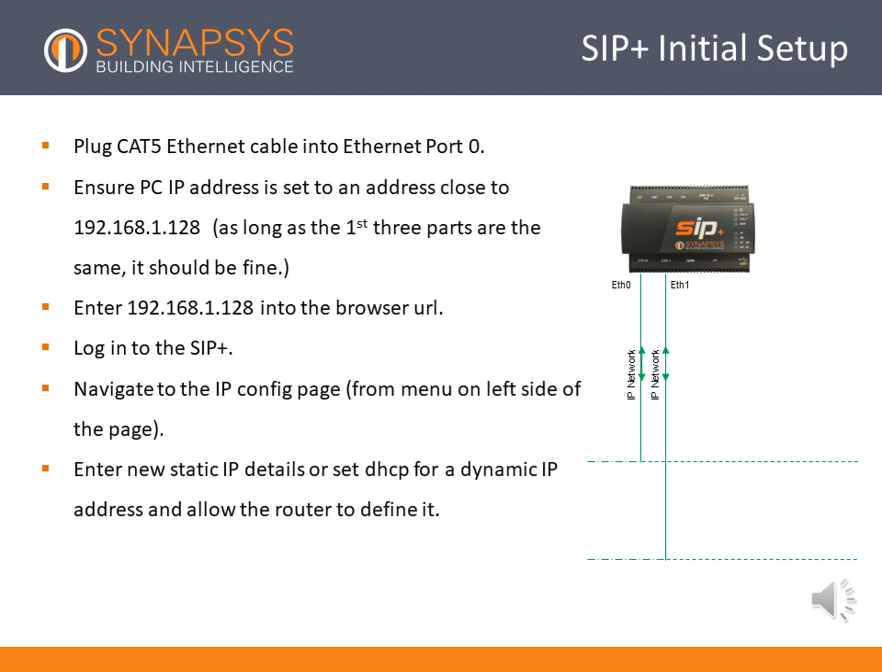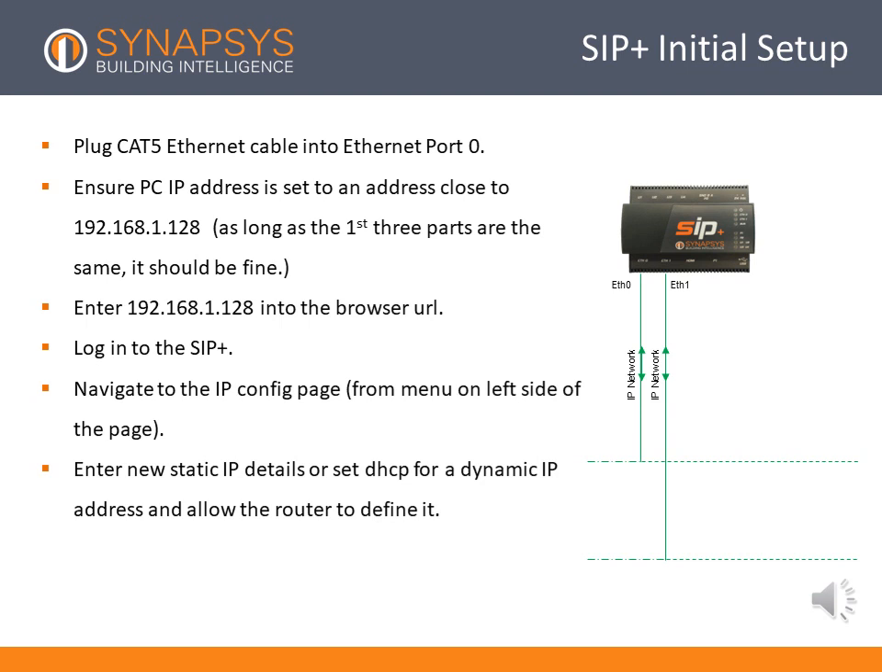Once a SIP+ is connected, the web pages will be available. Use a web browser, Google Chrome, Mozilla Firefox, or Microsoft Edge, and enter the IP address of the SIP+ into the URL bar at the top of the screen. The default IP address for a SIP+ is 192.168.1.128. This will display a login page. The default login username is admin with a capital A, and the password is password, all lowercase.